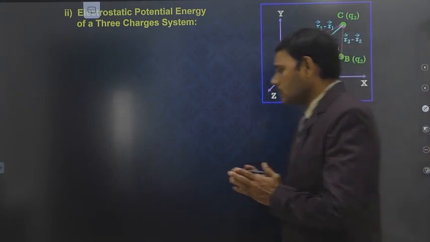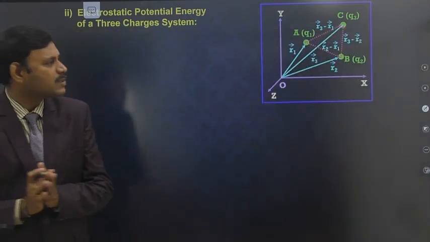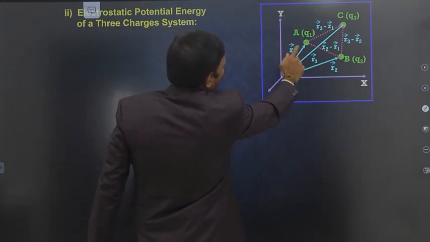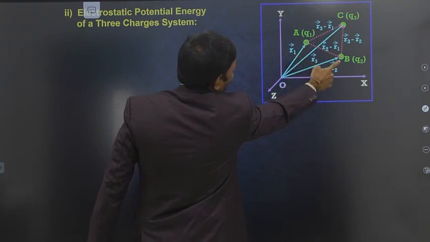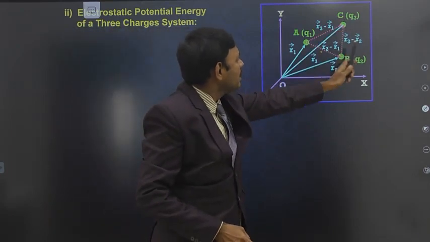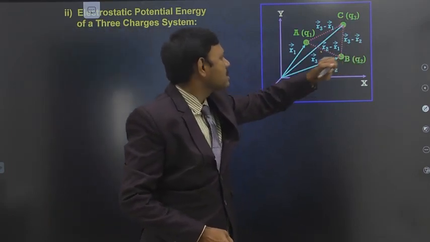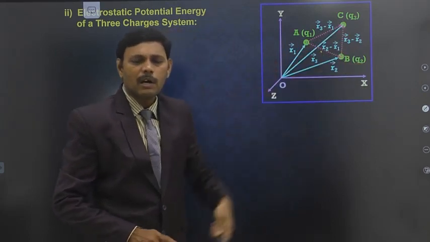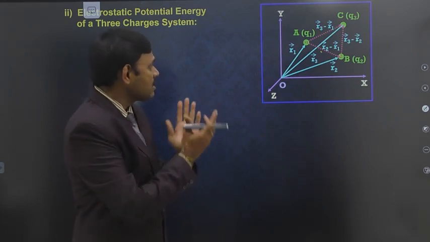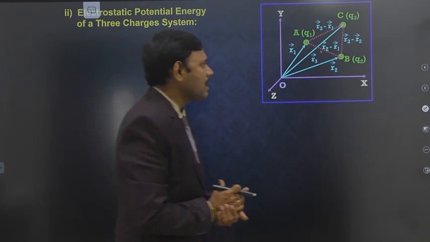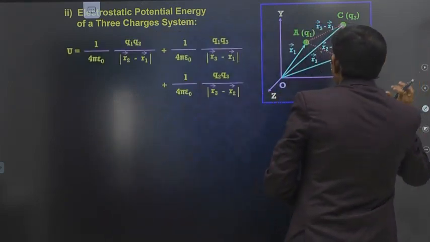Let us look into the diagram and observe the distances between the respective charges. The distance between A and B, that is Q1 and Q2 charges, is magnitude of R2 bar minus R1 bar. Similarly, the distance between Q2 and Q3 is magnitude of R3 bar minus R2 bar. The distance between Q1 and Q3 is magnitude of R3 bar minus R1 bar. We know the three charges in the given system, and the respective distances between the pairs of charges. Then the potential energy of the system.